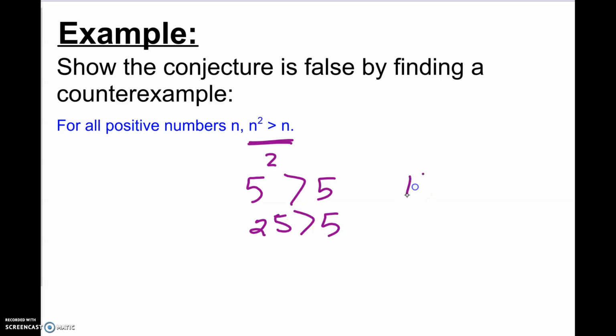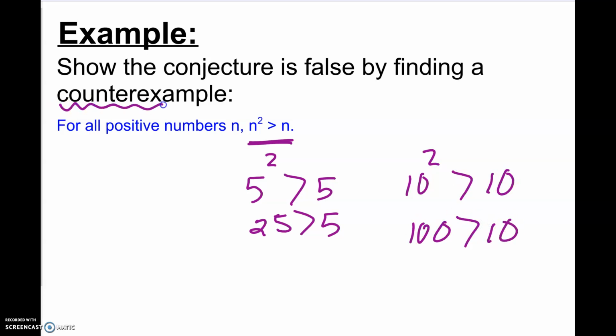Okay, let's try another one. Let's put in 10 squared. Is that greater than 10? Is 100 greater than 10? And that's true. Oh, but they're saying that there's a counterexample.